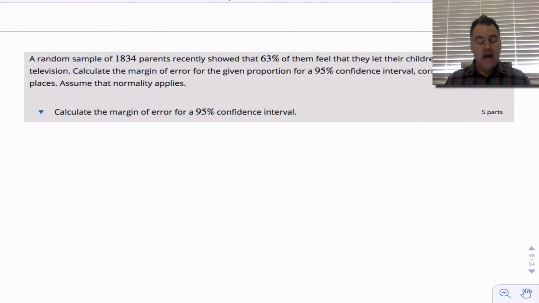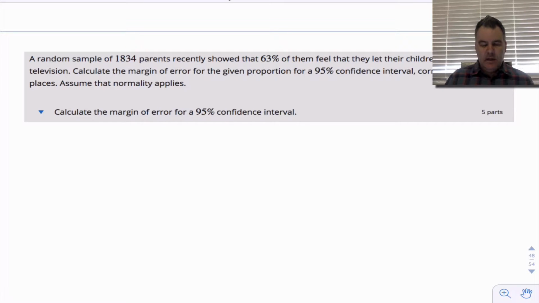So let's look at this example here. A random sample of 1,834 parents recently showed that 63% of them feel that they let their children watch too much television. Calculate the margin of error for the given proportion for a 95% confidence interval. Correct to 3 decimal places. Assume that normality applies. Okay, that's good.